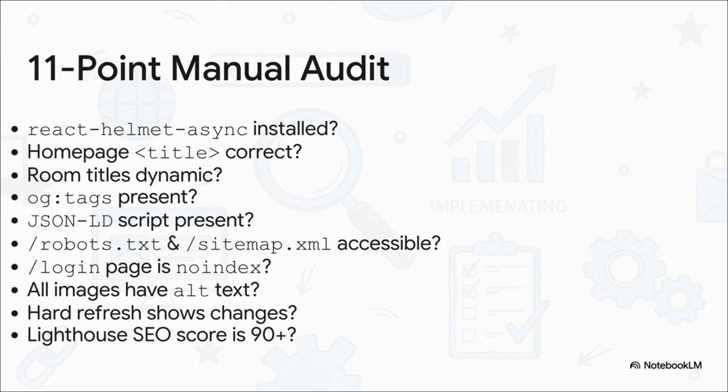Number 9, run the console script to check for any missing image alt text. Number 10, make a small change, perform a hard refresh, and confirm you see that change. This validates that you are bypassing the cache. And finally, number 11, run a full Lighthouse audit and verify that the SEO score is 90 or higher. This is your final sign-off.